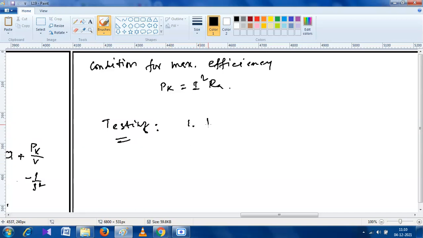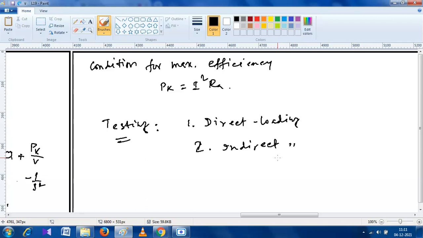Number one is called direct loading, and number two is indirect loading. There are basically two types of method or two types of testing available. One is called direct loading and another is called indirect loading or indirect method.